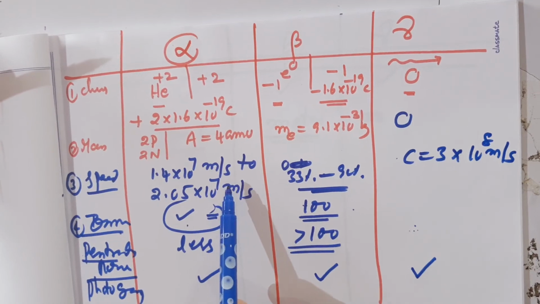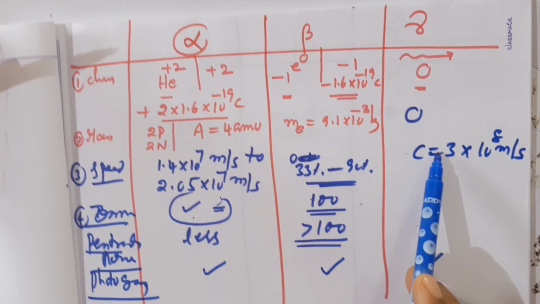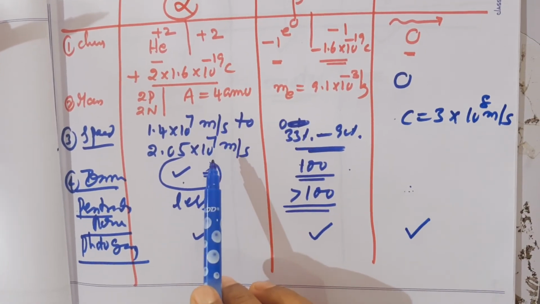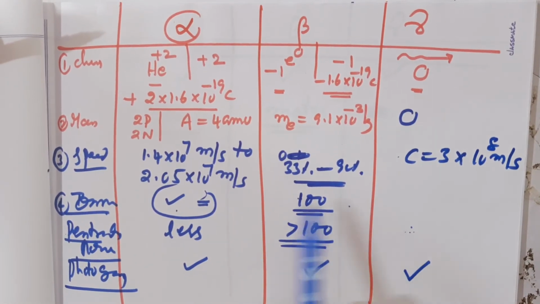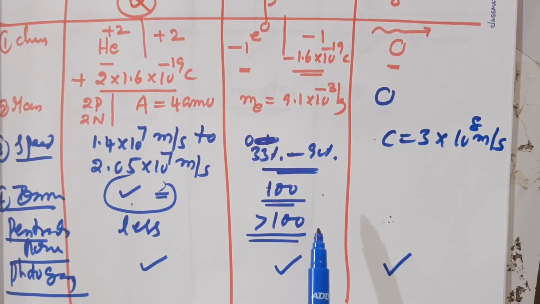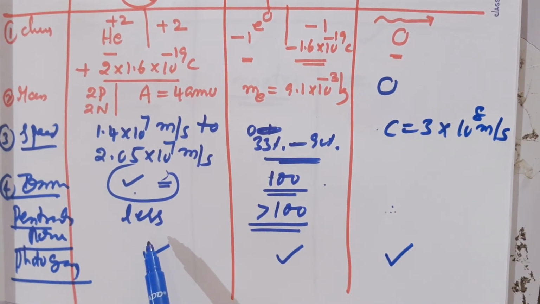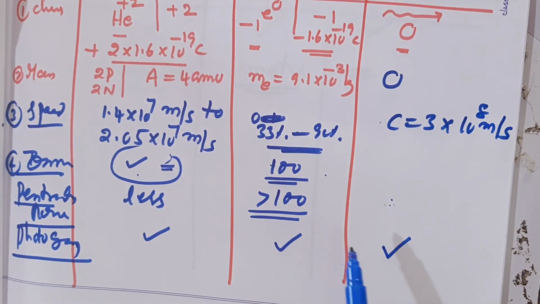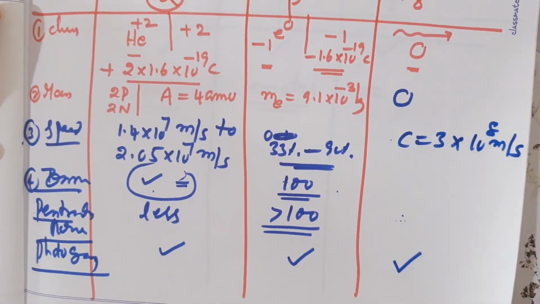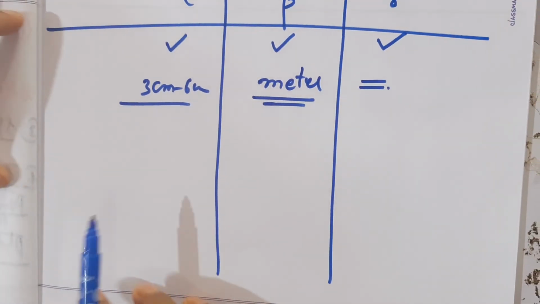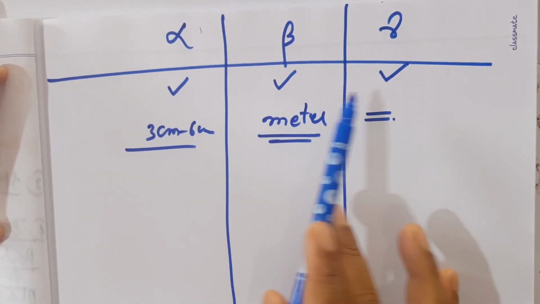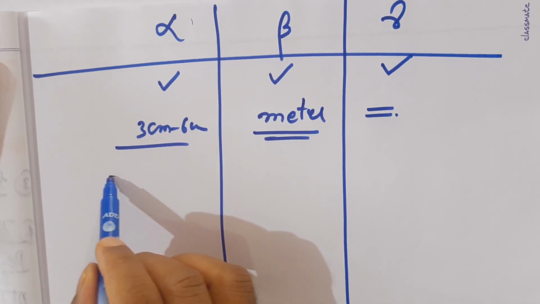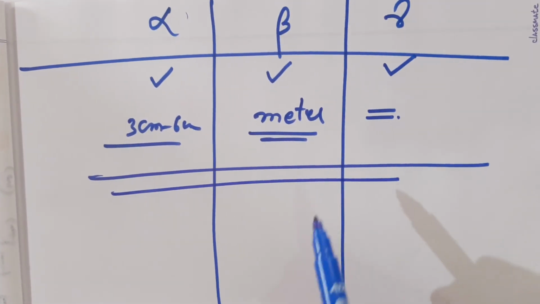The speed is more for gamma radiation, less for alpha particle. Ionizing power is more for alpha rays and very less for gamma radiation. Penetrating power is more for gamma radiation and very less for alpha particle. All three kinds of radiation affect the photographic plates. All three kinds of radiation produce fluorescence when they are incident on a material like zinc sulfide or barium platinocyanide. So these are the properties of alpha, beta, gamma radiation.